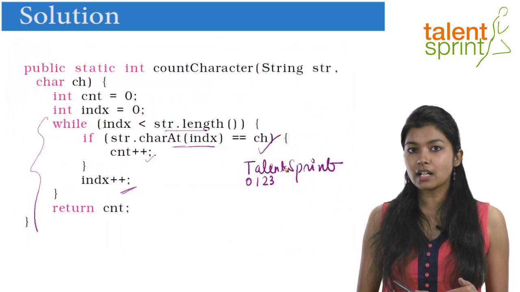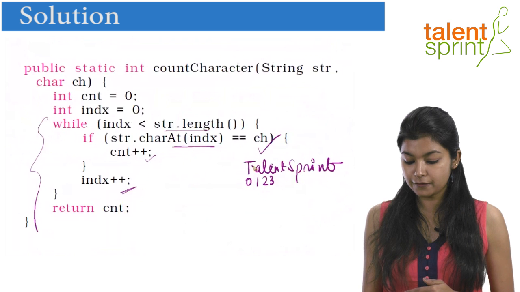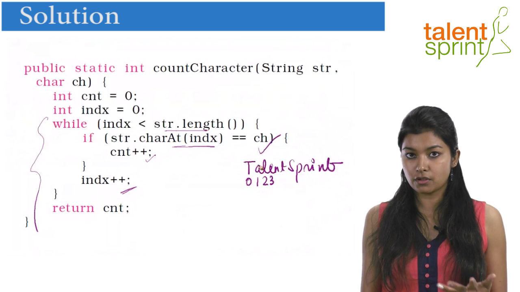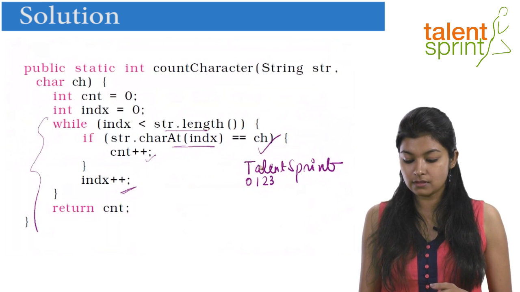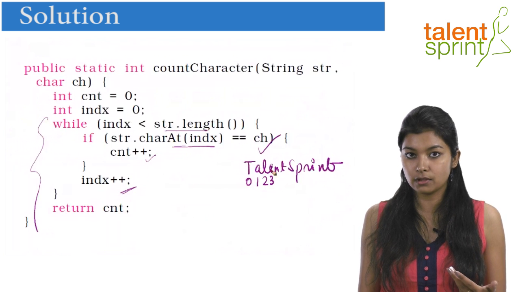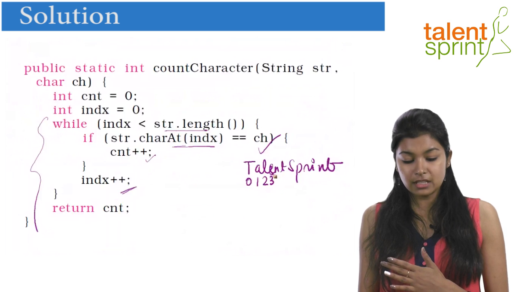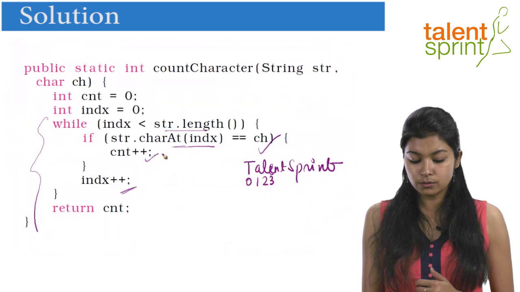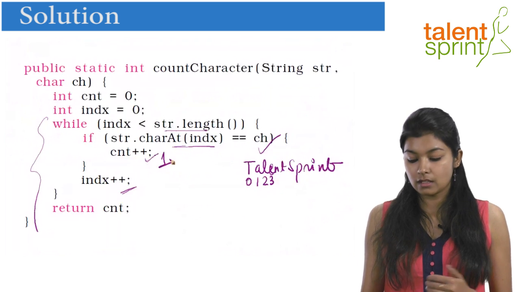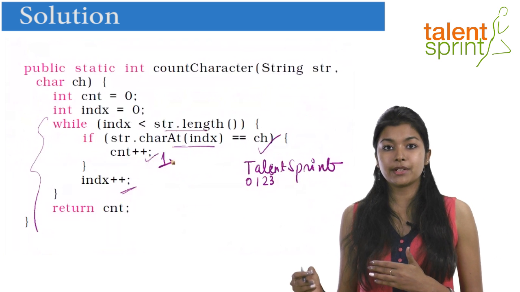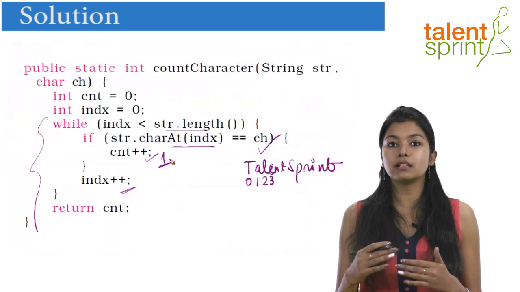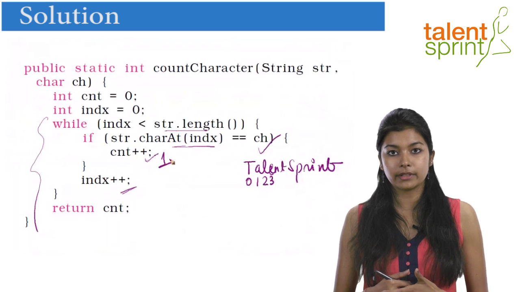Now the iteration starts from 0. We check if E matches T, which is wrong, move on to the next iteration. Then check if E matches A, again false, move on to the next till we reach E. Now when we reach E, we increment the count to 1. Similarly, it will continue to iterate till the end, but since E is occurring only once, we'll finally return the count as 1. Now this was a very plain and simple usual way of writing this code.